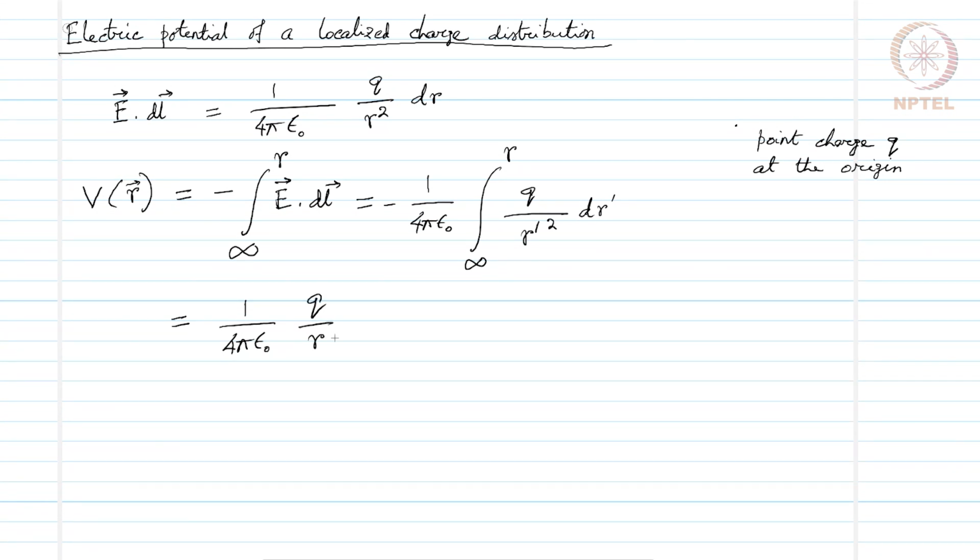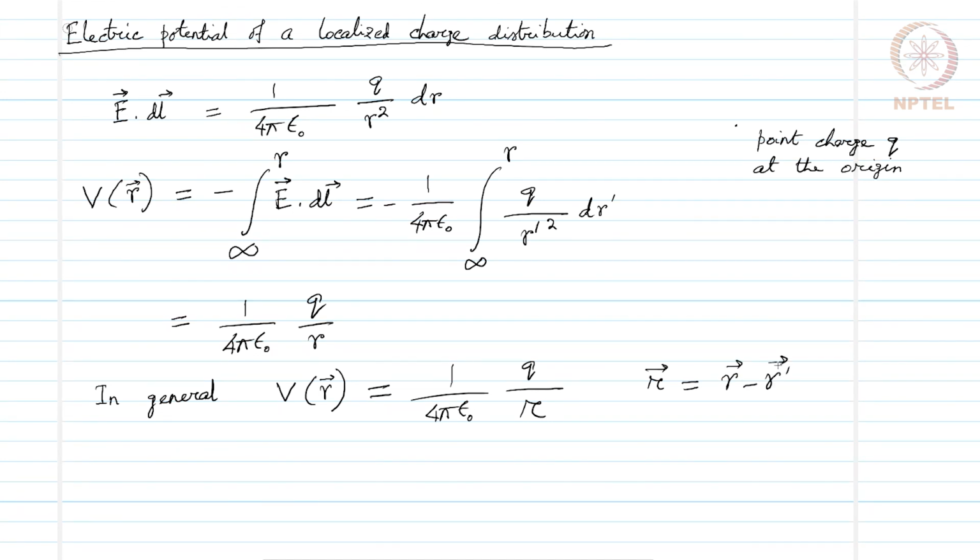This we have seen earlier, and that means in general we can represent the potential due to a point charge located at any arbitrary point with position vector r prime as 1 over 4 pi epsilon naught q over script r magnitude, where this vector is r minus r prime. We have already defined it many times.